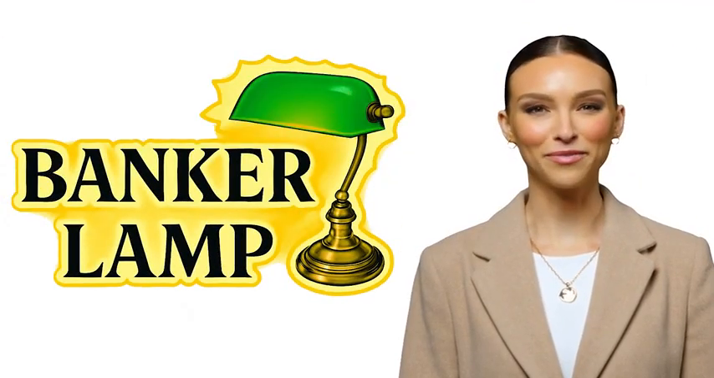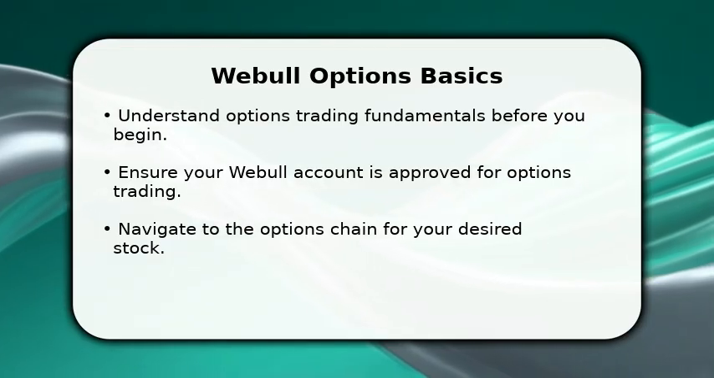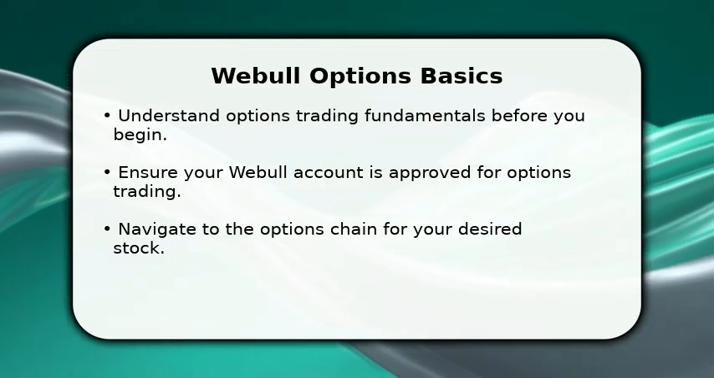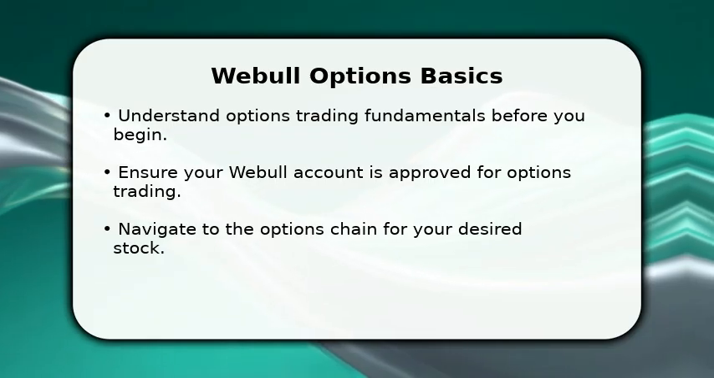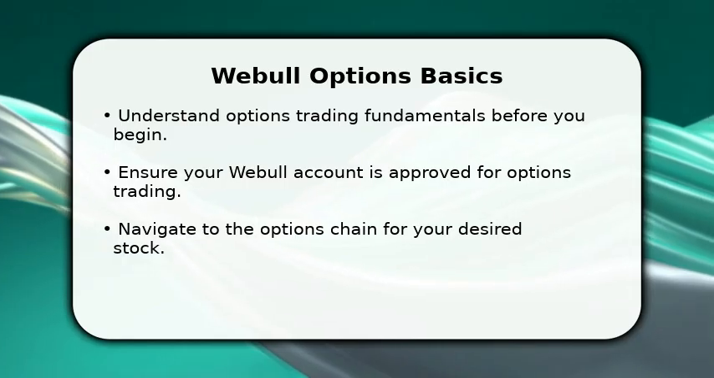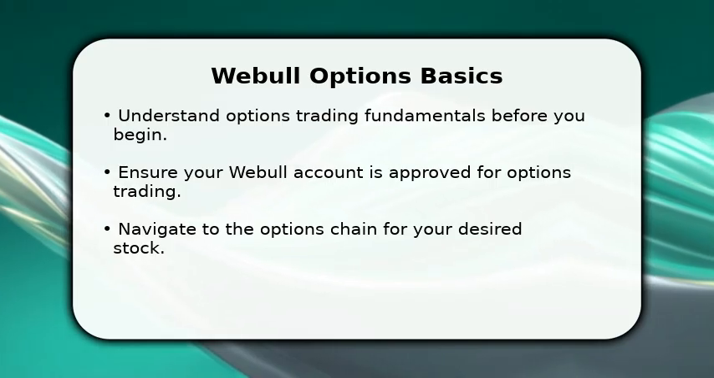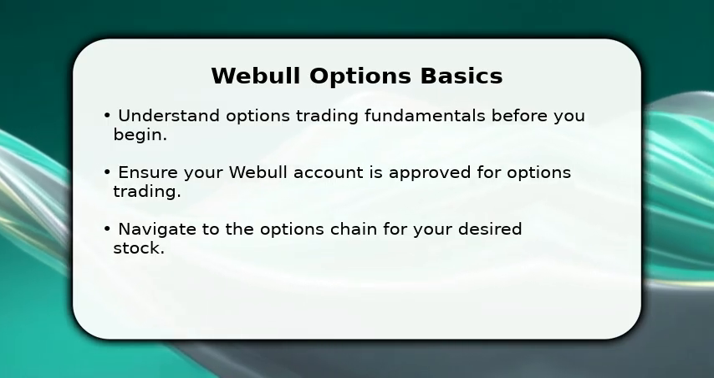Please enjoy the video. In this video, I will explain how to buy options in Webull. First, make sure your Webull account is approved for options trading, as this is a crucial prerequisite. Next, you'll need to select the stock you're interested in and then navigate to its options chain. This chain displays various contracts available for trading.